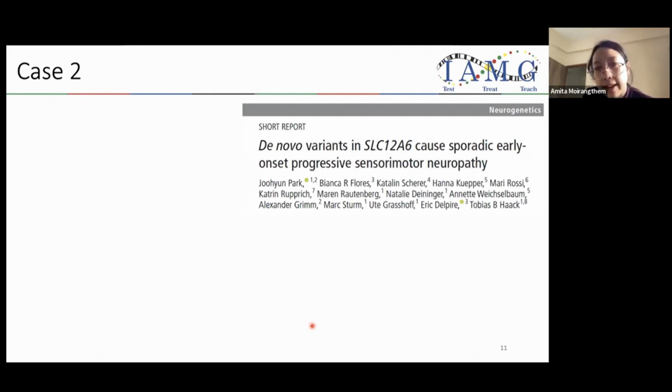While doing a review of this particular case, we came across two reports where de novo variants in the SLC12A6 gene caused early onset progressive sensory motor neuropathy. The OMIM phenotype associated with this gene is an autosomal recessive neurodegenerative condition with childhood onset, mostly associated with agenesis of corpus callosum. However, recently heterozygous variants in this same gene are also reported to cause isolated peripheral neuropathy.